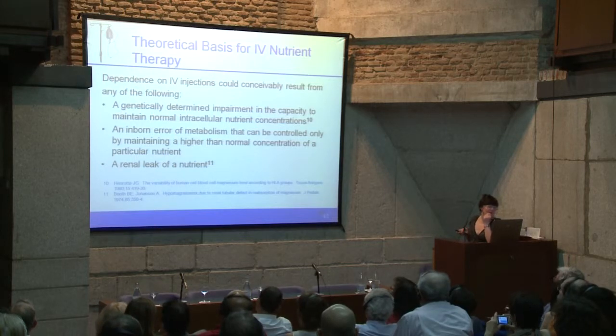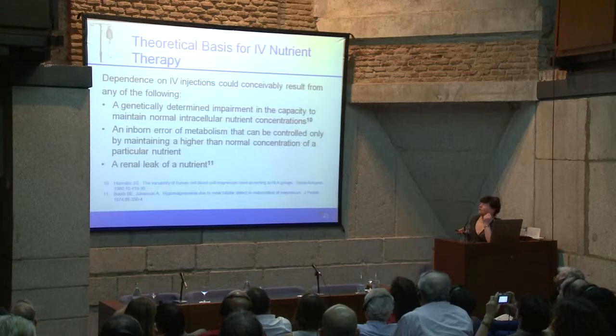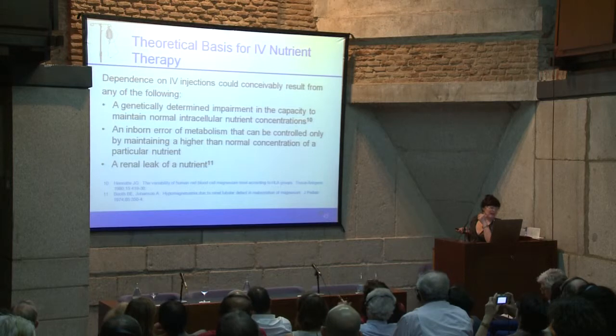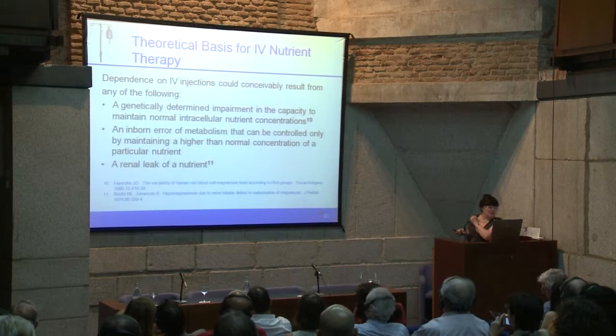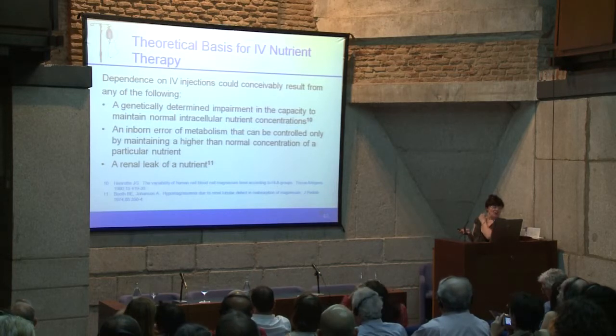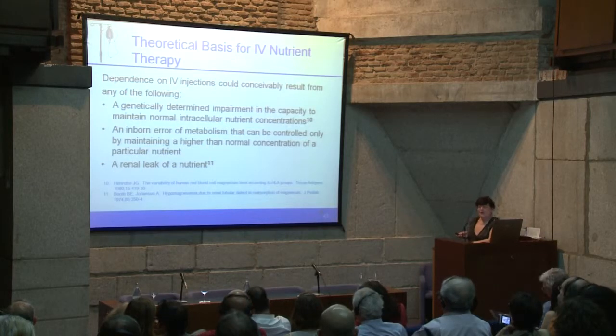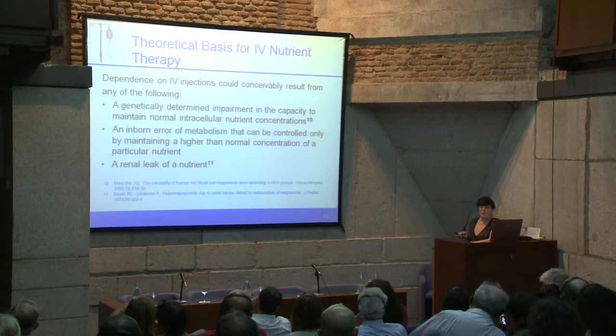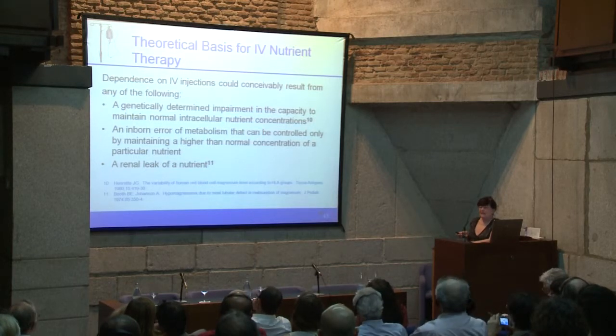So we have to think about genetically determined impairment in the capacity to maintain normal intracellular nutrient concentrations, any inborn error of metabolism that can be controlled only by having a higher than normal concentration of particular nutrients, or through a renal leak of nutrients. Tomorrow I'm going to talk about the renal leak of nutrients because it's incredibly important for treatment of our patients that we correct these deficits.